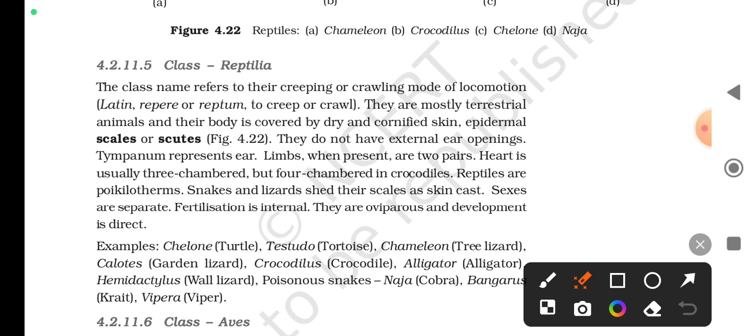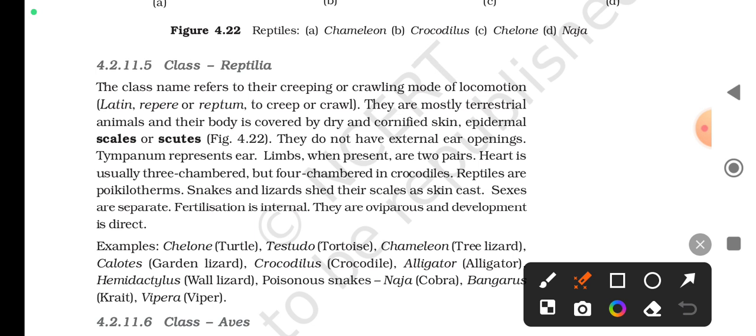Okay, summer sleep we call estivation and winter sleep we call hibernation. So you have to learn that reptiles are poikilothermal. In Vertebrata, only two classes are homeothermal, that means warm blooded. The rest of all are poikilothermal.